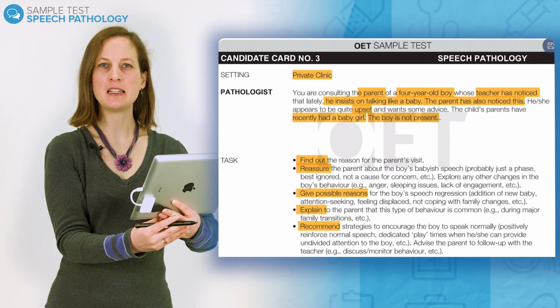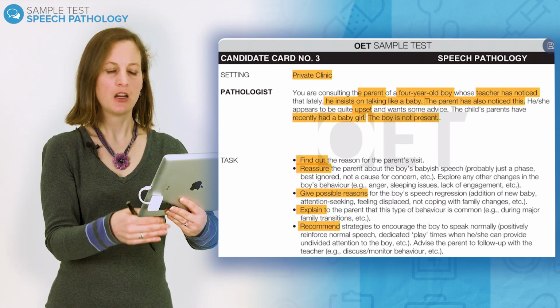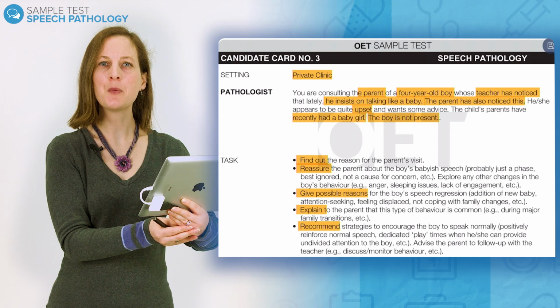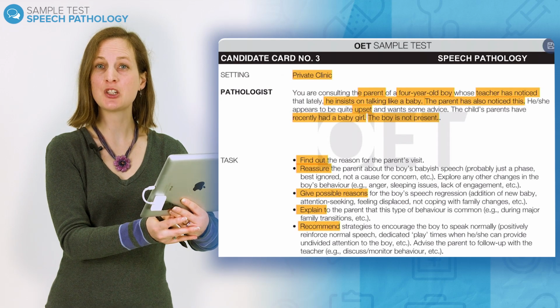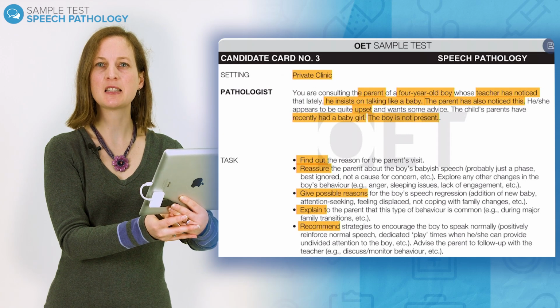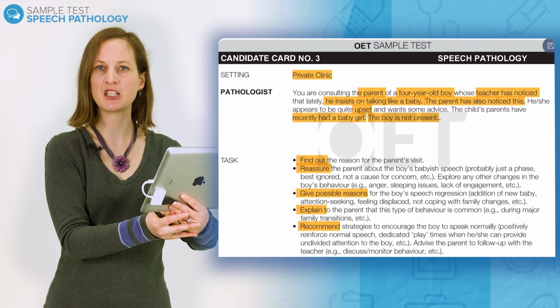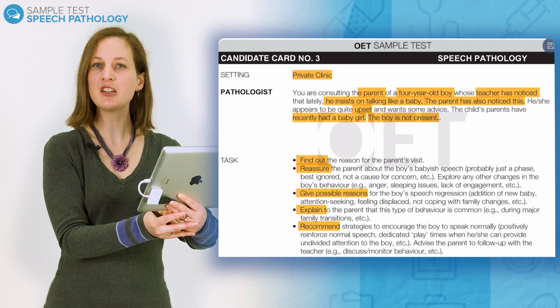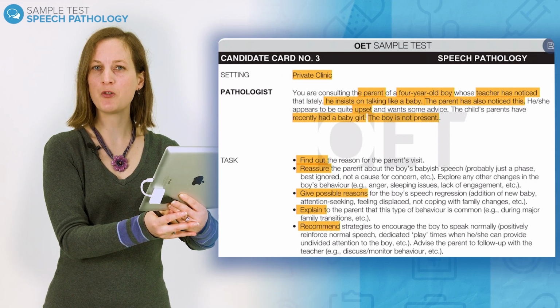Which tasks do I need to spend most time on? From checking the tasks again, I know I want to allow plenty of time for tasks 2 and 5. Task 3 could also need a bit of time to discuss the possible reasons for the speech regression sensitively. I should aim to move through tasks 1 and 4 fairly quickly.